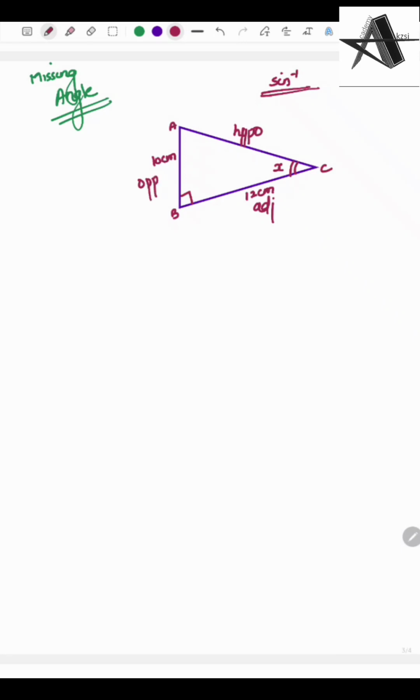What two sides are given? Whenever we find the missing angle, definitely they will give you two sides. If two angles are already given, then it would be very easy. You can apply the angle sum property. But if two sides are given, it would be very easy for us to calculate the missing angle. We have to say which two sides are given. Hypotenuse, adjacent, opposite. Okay, so adjacent and opposite are given.